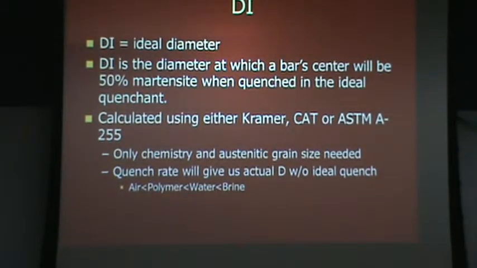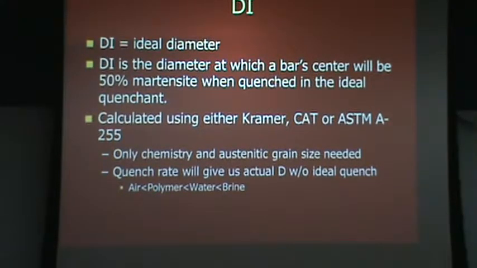So when we talk about hardenability, most commonly you'll see it referred to as ideal diameter. So the ideal diameter has a formal definition. It is the diameter of a bar which, when quenched in an ideal quenching, would have 50% martensite at the center of the cross section. Right? So this is a bit of a theoretical number. The nice thing about this is you can calculate this based on composition.